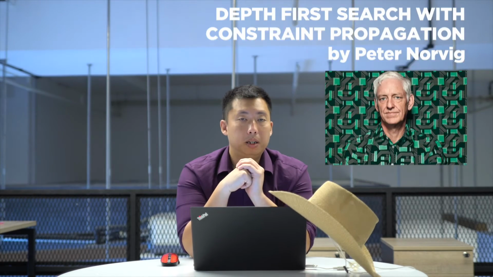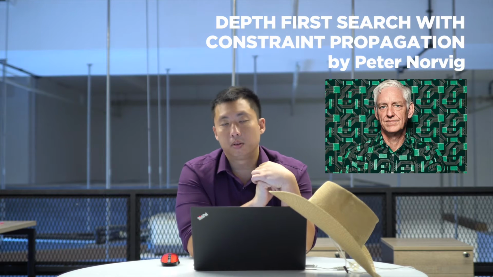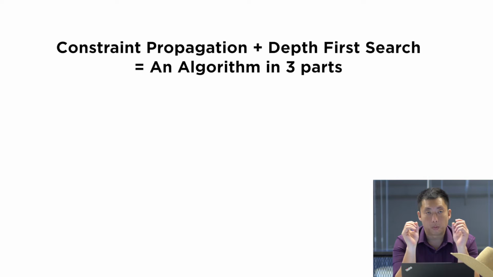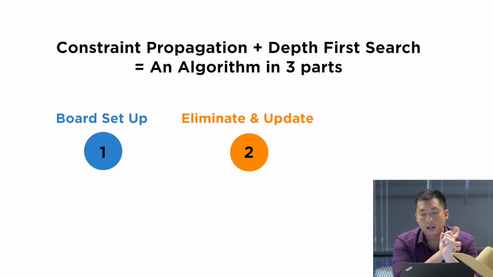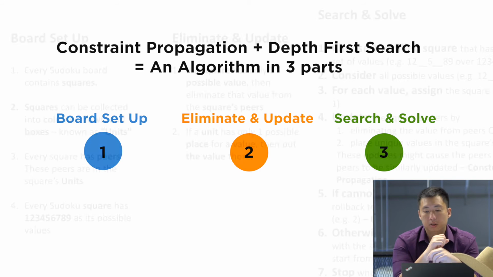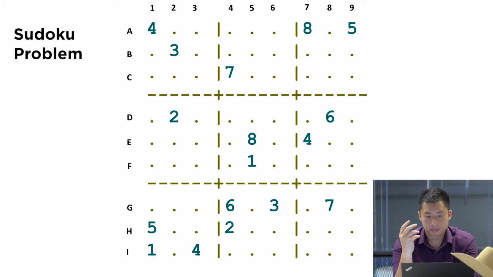Now, I'm using Peter Norvig's solution, depth first search with constraint propagation. It's a lovely, elegant, and remarkably fast solution as compared to the usual brute force search solutions. His algorithm comes in 3 parts. 1. Board setup. 2. Eliminate and update. 3. Search and solve. Let's use this Sudoku board as an example.